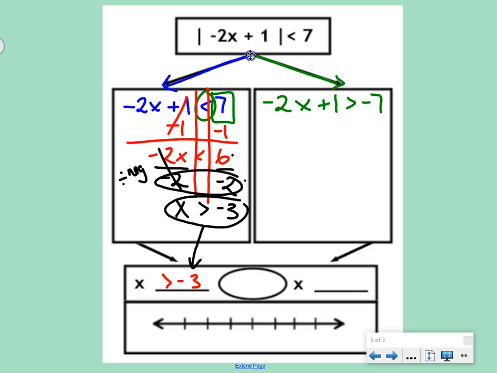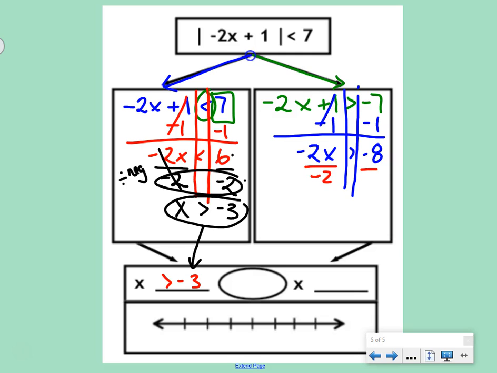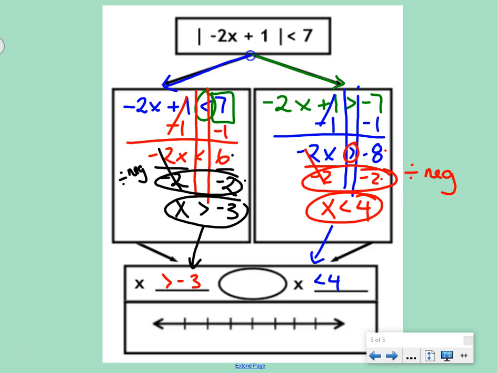Our other side, we solve that, same steps, -1 on both sides, we get -2x is greater than -8. Divide both sides by -2. Again, we're dividing by a negative, which means our inequality sign is going to flip. -8 divided by -2 is +4. All right, so we have x is less than 4. X is greater than -3. Let's put that on our graph.